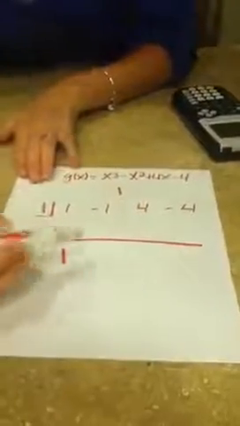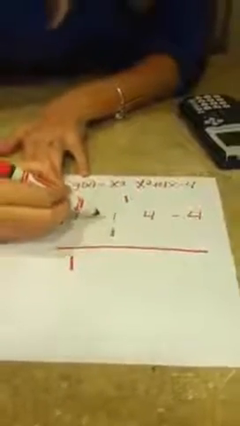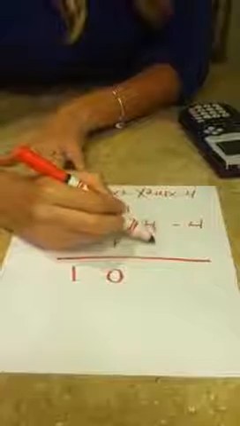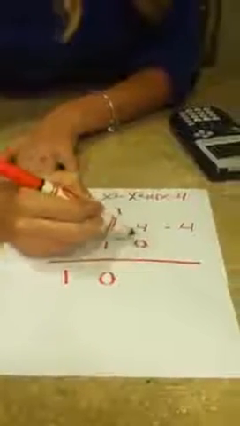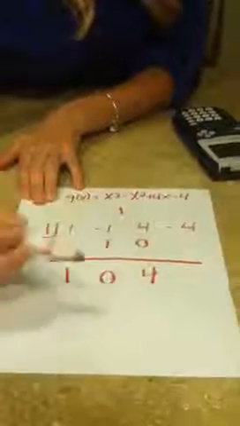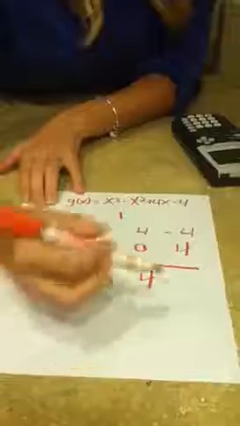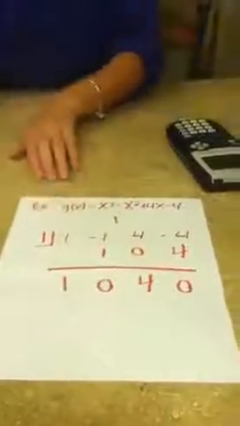You bring down the first number, so you have 1, and then you do 1 times 1 is 1, -1 plus 1 is 0, 1 times 0 is 0, 4 plus 0 is 4, and then 1 times 4 is 4, -4 plus 4 is 0.